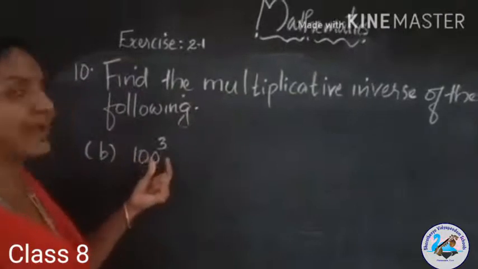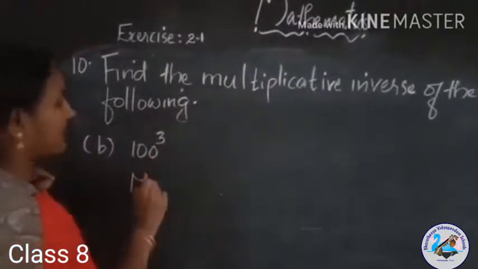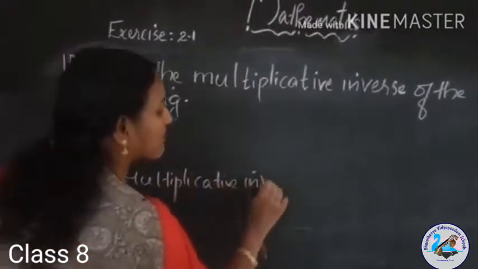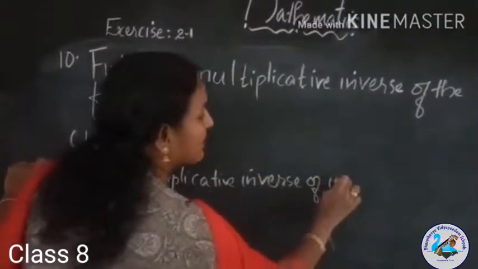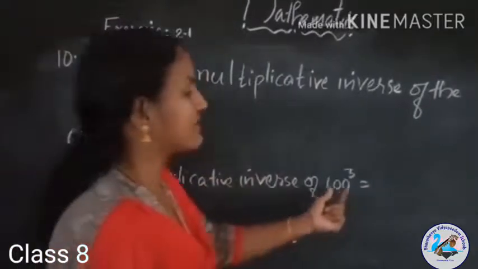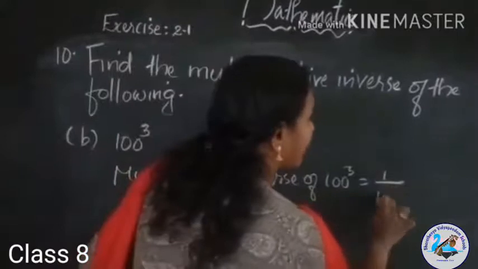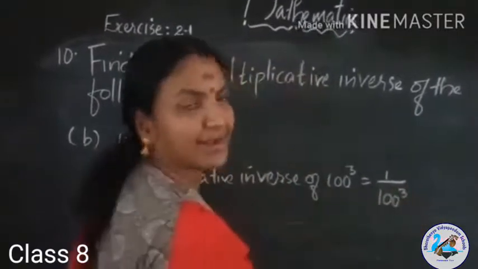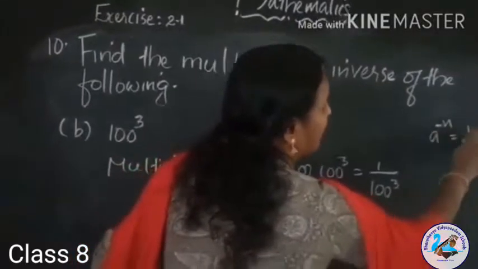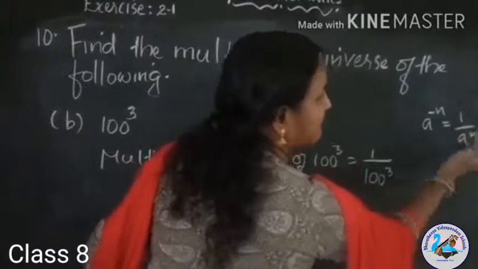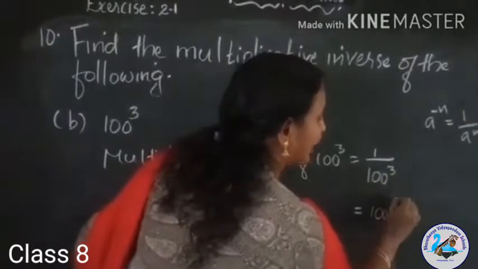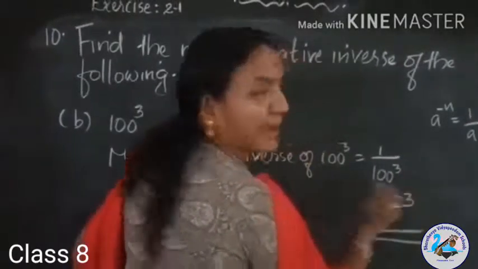Next, option B, 100 cube. The multiplicative inverse of 100 cube, I already told, means the reciprocal. What is the reciprocal of 100 cube? It is 1 by 100 cube. Since a power minus n is 1 by a power n, 1 by a power n is a power minus n. So 1 by 100 cube is 100 raised to minus 3.